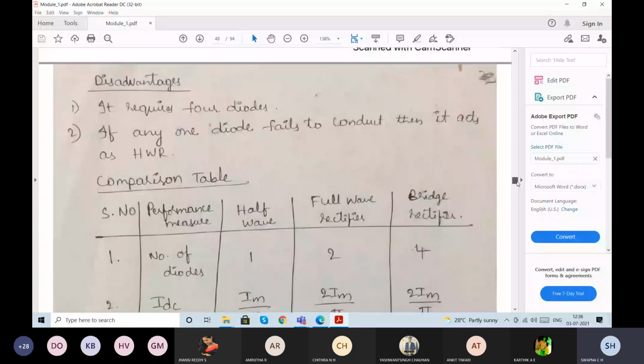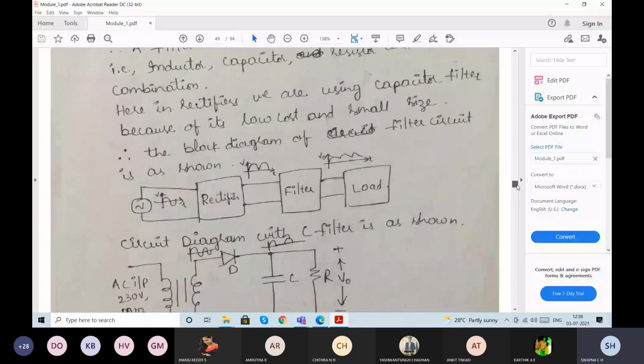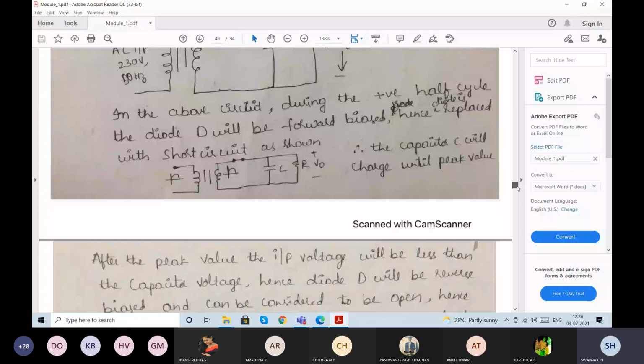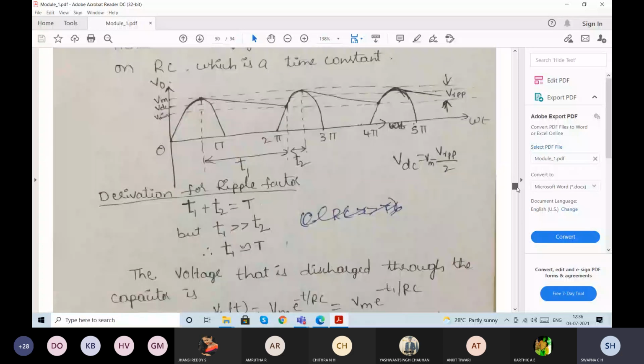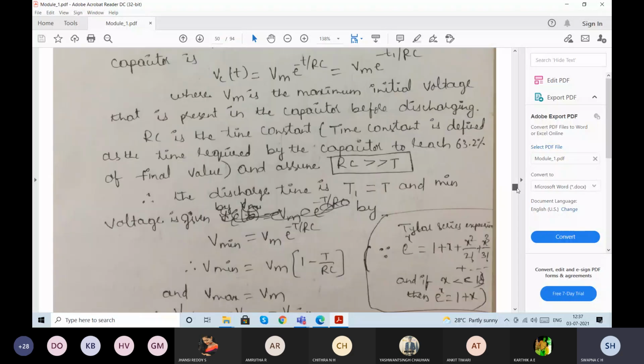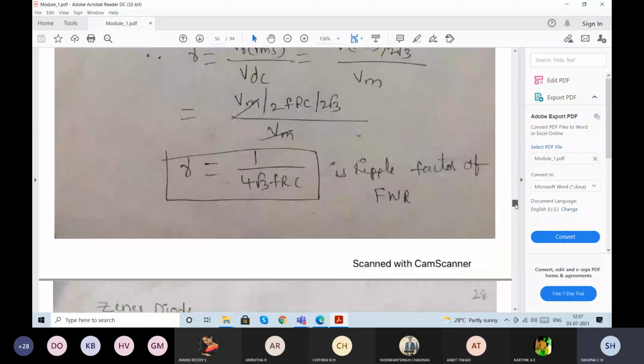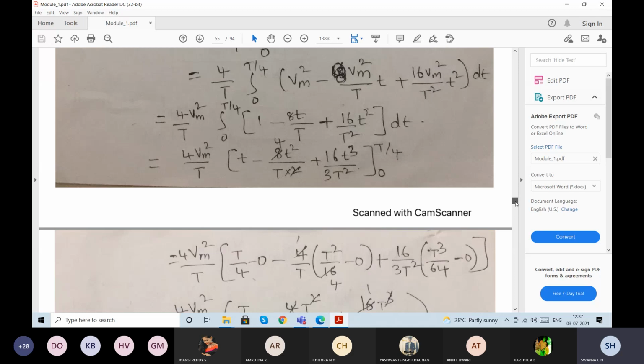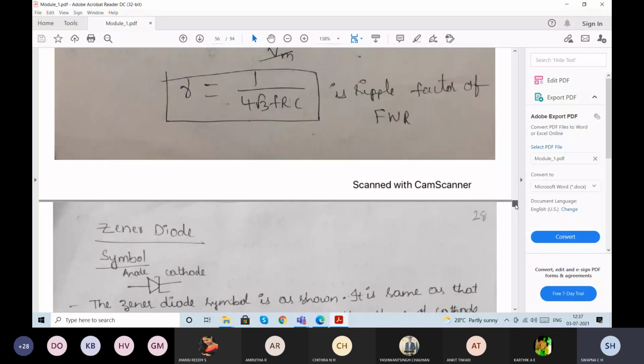Then here I have just listed all the parameters. Then coming to the filters, the filter with C circuit, and here the important thing is the ripple factor calculation for the half wave rectifier as well as the full wave rectifier. That's all. Until here, it is all related to the diodes.